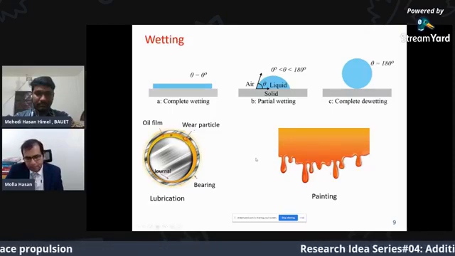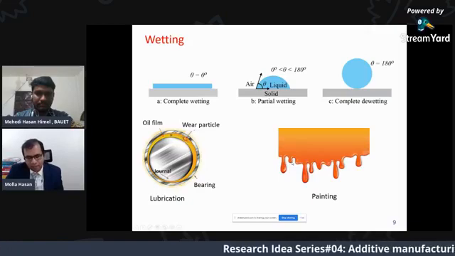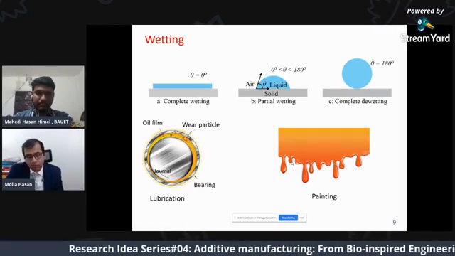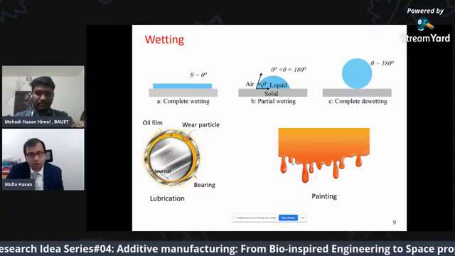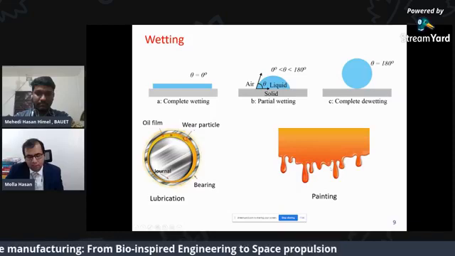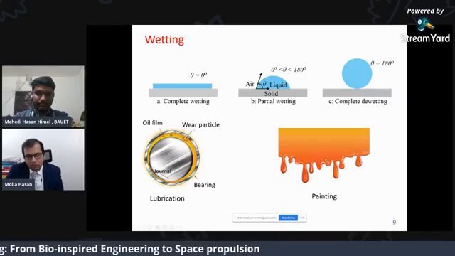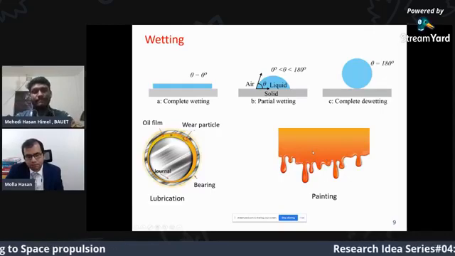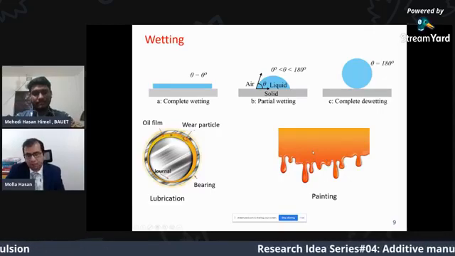The second example is painting. If you want to paint, you want the minimum amount of paint liquid to cover the maximum amount of area, so that you have a very thin film on your wall. So for this, you want your paint to wet the surface completely.